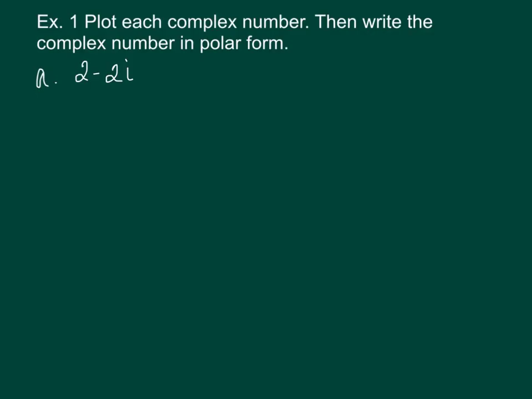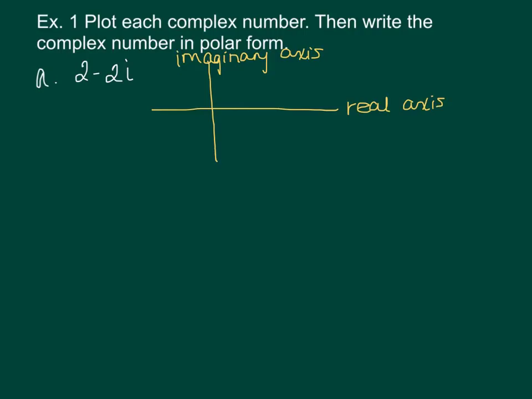Okay, so for example 1, we're going to plot the complex number, and then we're going to write the complex number in polar form. Alright, so first thing we're going to do is plot the point. Remember, label your axes. Imaginary. And here's real. So I'm going to go 2 to the right and then 2 down. So there's my point.